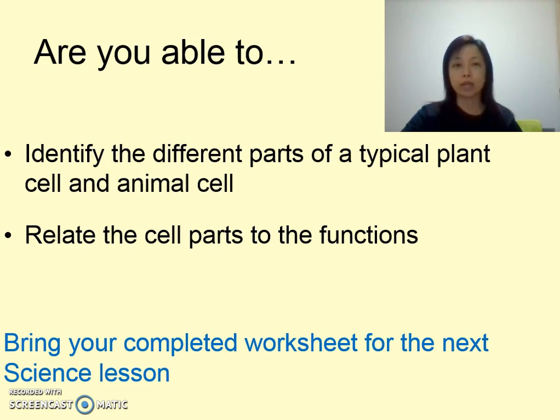After you have done these 3 activities, you must be able to identify the different parts of a typical plant cell and animal cell, and also to relate the cell parts to their functions. If you still are unable to remember these 2 things, please revise using a textbook or this video before you come to class. You must be able to do these 2 things. So for the next science lesson, bring this worksheet.